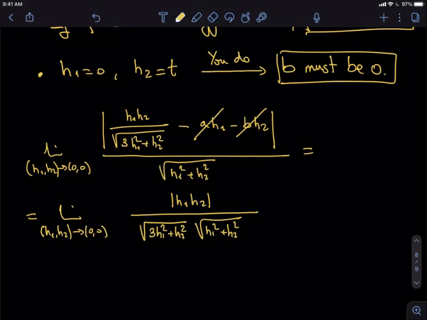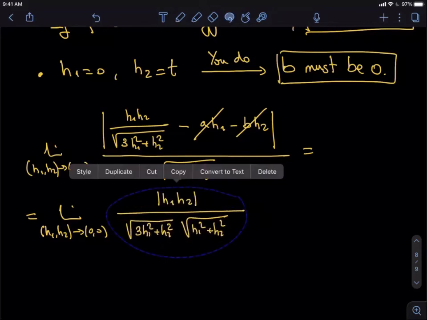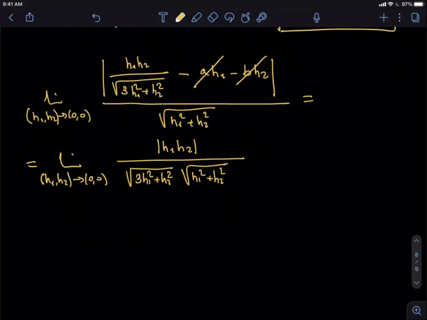And see what happens here. The net power in the numerator is basically 2, because there are h1 and h2. And in the denominator, we have this here with a power of 1, and this is also a power of 1 because it's a square root of a square. So we can apply that trick that we used in the previous video to see that this limit does not exist. Okay, so take the path h1 equals h2 equals t.